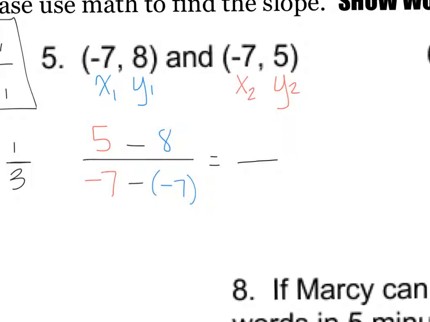5 minus 8 is -3. And be very cautious that you plug in your calculator exactly like you're supposed to. -7 minus -7 is 0. 0 in the denominator. What does that tell you? It tells you that your slope is undefined.